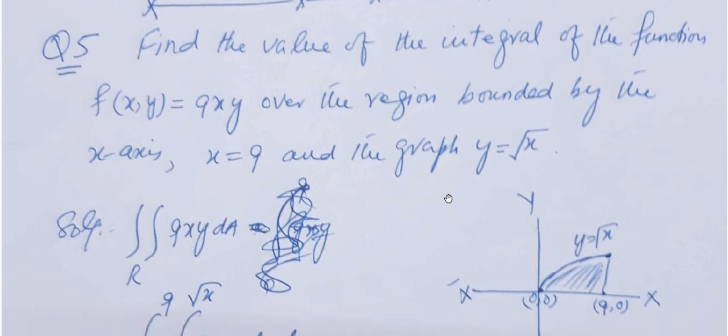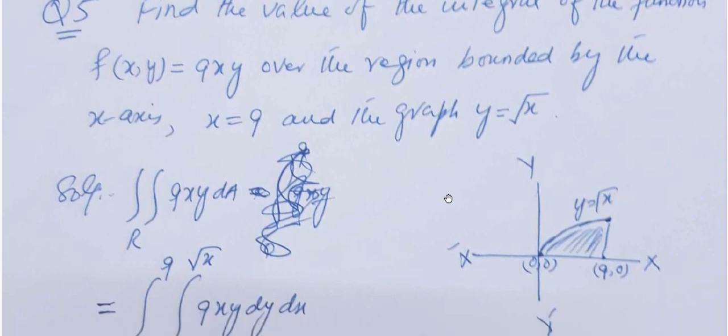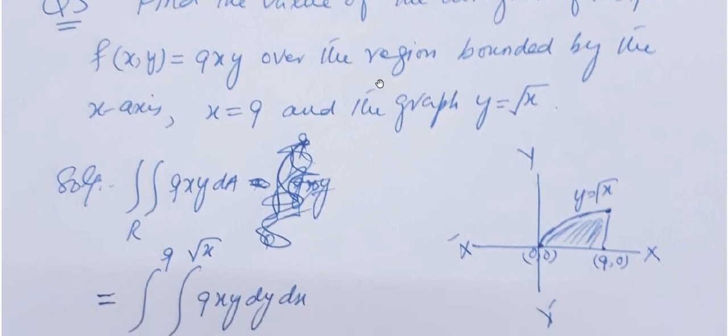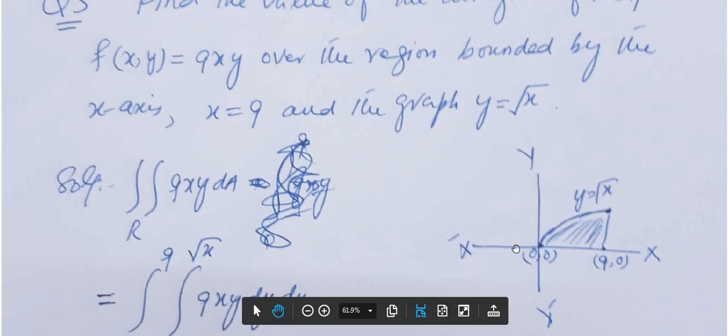So first what we will do, we will draw the graph of this. Now what is the region here? Over the region bounded by the x-axis. If you remember the previous lecture, bounded by the x-axis, so this is your x-axis, this line is the x-axis, and this is the y-axis. So it is bounded by this line, the x-axis, and then x equal to 9.